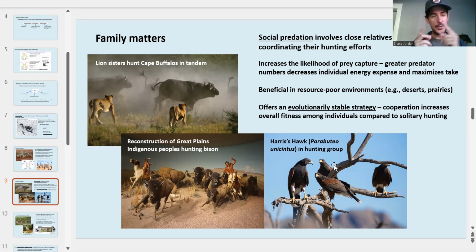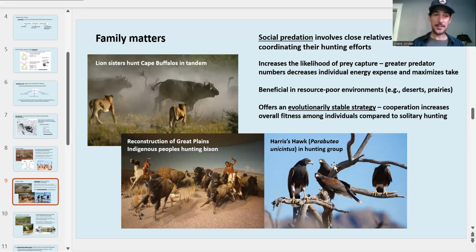So if multiple individuals who are usually pretty closely related to one another are coordinating their hunting efforts, it really increases the overall survival of that particular group. And that offers something that we call an evolutionary stable strategy. Cooperation really does increase the overall fitness amongst different individuals rather than one individual going out to try to do all that hunting on their own.